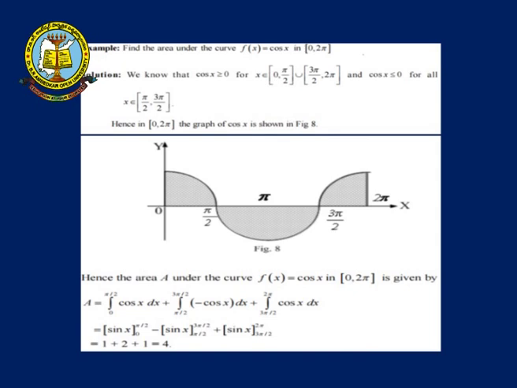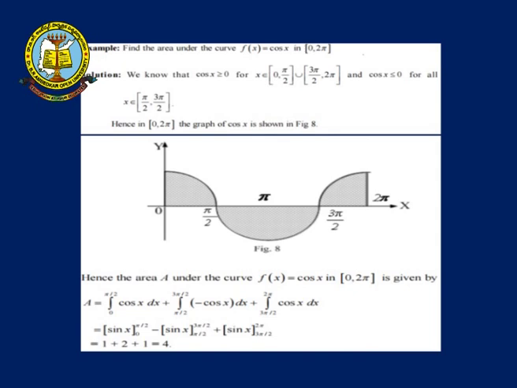Now, from 0 to pi by 2 it is the upper side, integral of cos x dx, plus the integral from pi by 2 to 3 pi by 2 of minus cos x dx, plus the integral from 3 pi by 2 to 2 pi of cos x dx. The integration of cos x is sin x from 0 to pi by 2. In the middle term there is a minus, so taking the common minus, the integration of cos x is sin x from pi by 2 to 3 pi by 2, plus the integration of cos x is sin x from 3 pi by 2 to 2 pi.